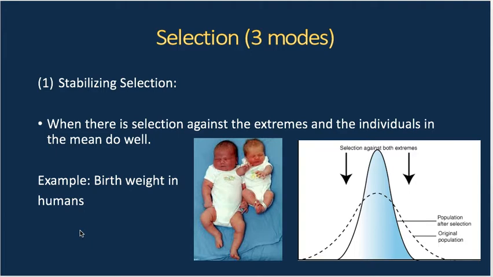So in this case, selection is acting to keep birth weight around the same over time, somewhere around 8 pounds. So babies that are closer to the mean birth weight tend to do better than low birth weight babies or high birth weight babies.